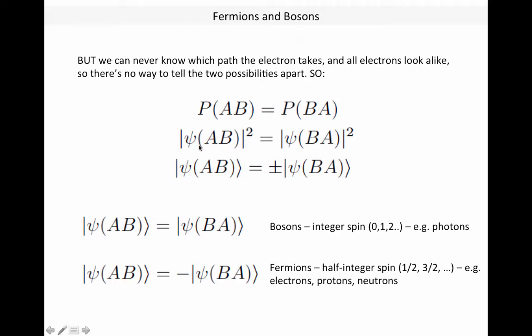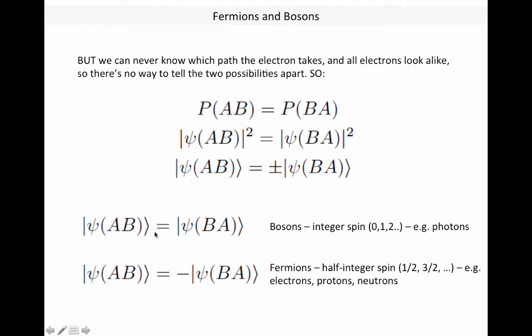So that means the square of this wave function corresponding to particle 1 at A, particle 2 at B, should be equal to the square of the wave function corresponding to particle 1 ending up at B and particle 2 ending up at A. Or take the square root of this and you get that the state of particle 1 ending up at A and particle 2 at B is equal to plus or minus the state corresponding to particle 1 ending up at B and particle 2 ending up at A. So there are two possibilities here, a plus and a minus sign.